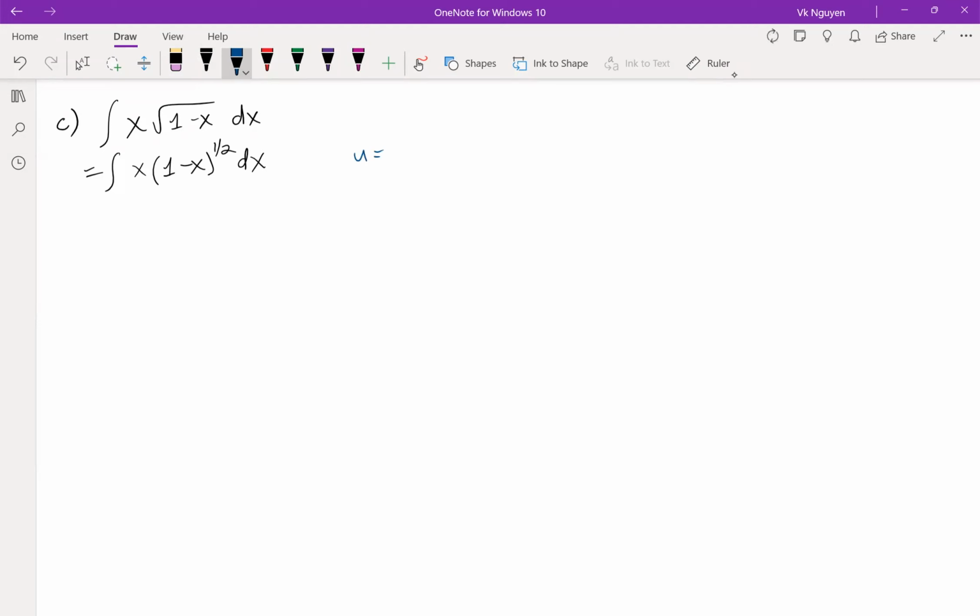u is 1 minus x. du is negative dx. So that means dx is minus du. We have a substitution for dx and 1 minus x. What about x? Look at the u substitution here. u is equal to 1 minus x. So that means x is 1 minus u. Now do the u sub.